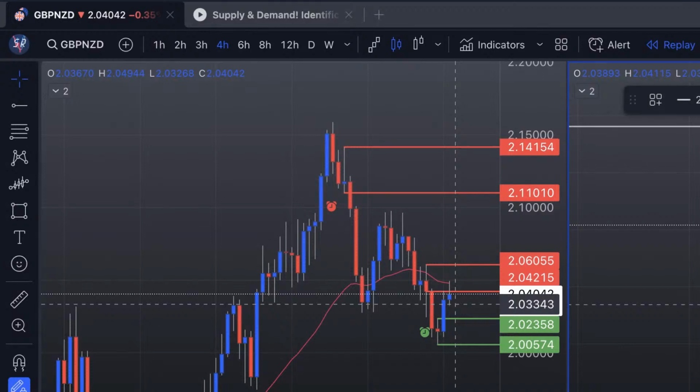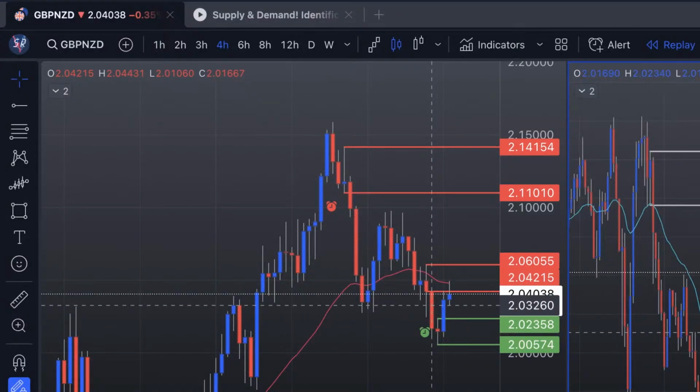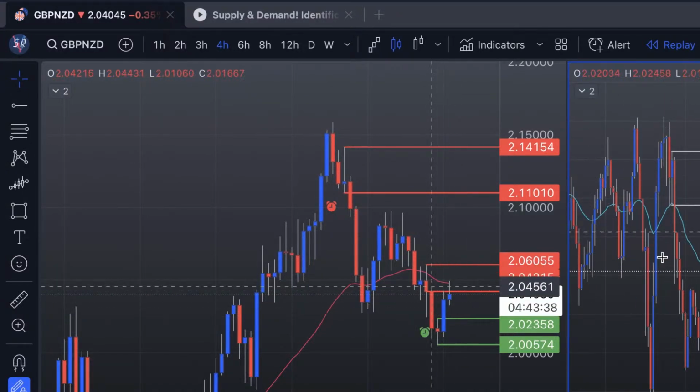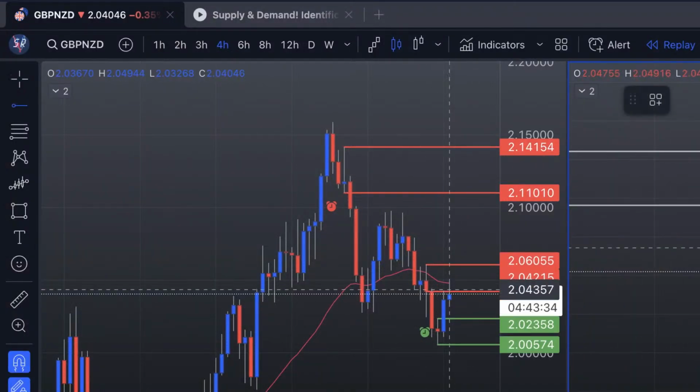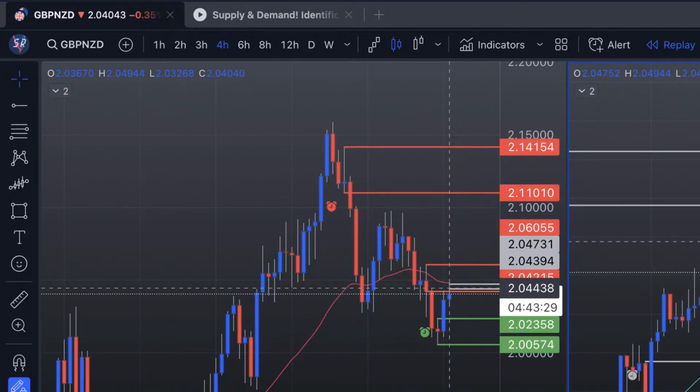Pound Kiwi, similar story. Aussie and the Kiwi move similar. This one is in weekly supply right here. This 4-hour supply that was hit here is holding. And this is weekly supply. And we've got supply levels forming as price is coming out now too. So use caution. Okay, there is supply there.